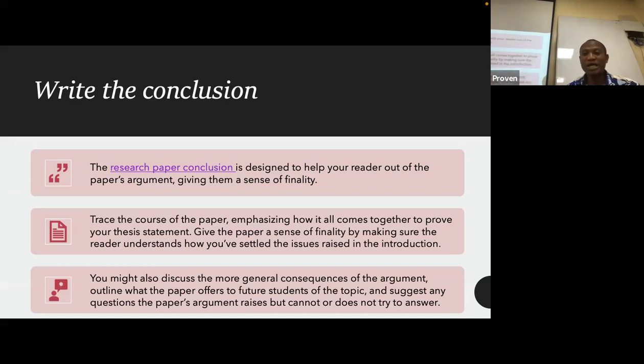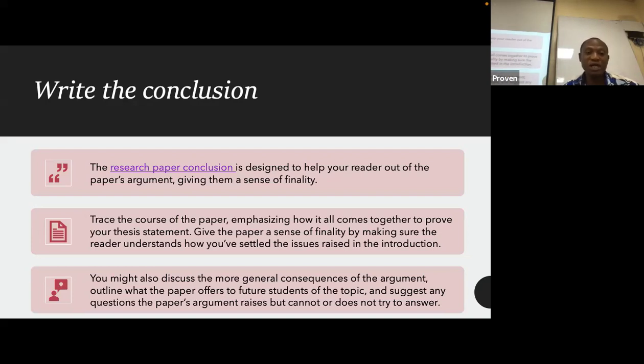And then you might also discuss the more general consequences of the arguments the paper outlines. For instance, you suggest any questions the paper's argument raises, but cannot or does not try to address. Maybe the paper raised a question and has answered it. You should see that answer in the conclusion. If the paper raised a question it cannot answer, it should also be there in the conclusion. However, we could not find a basis for making this argument, or this could be the reason for why this is there. So that could be one way of concluding your work.